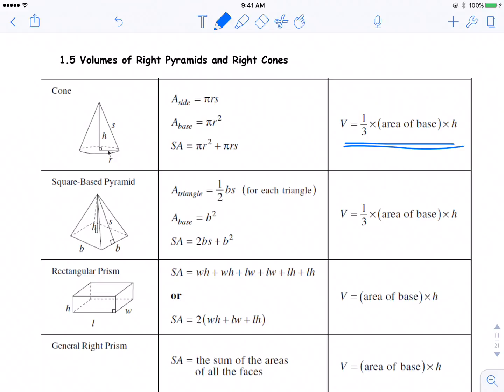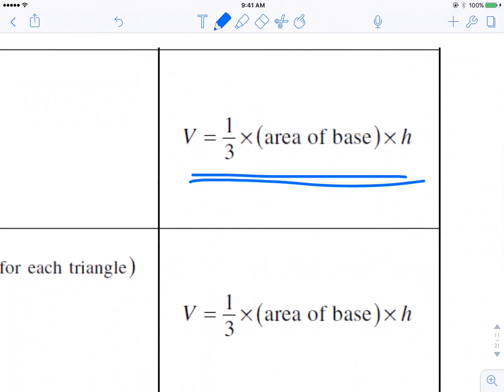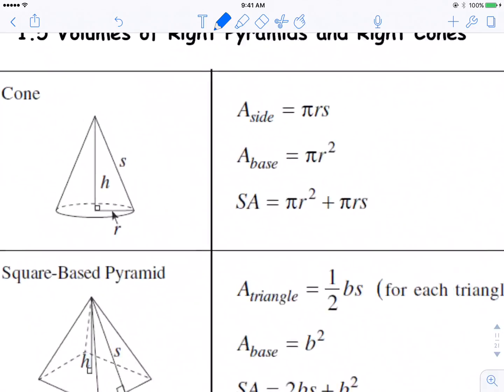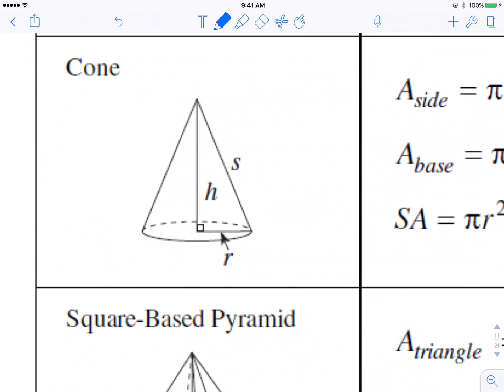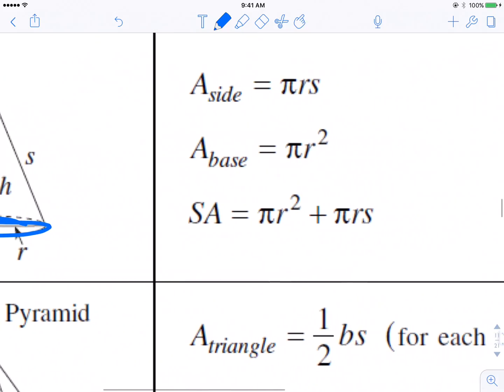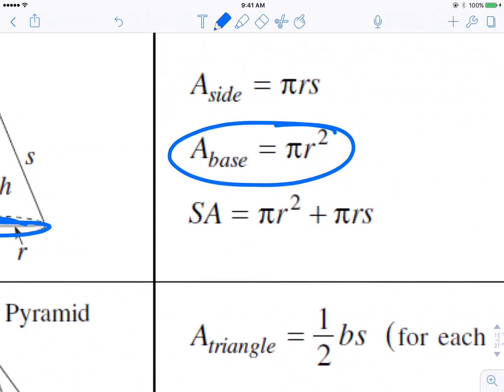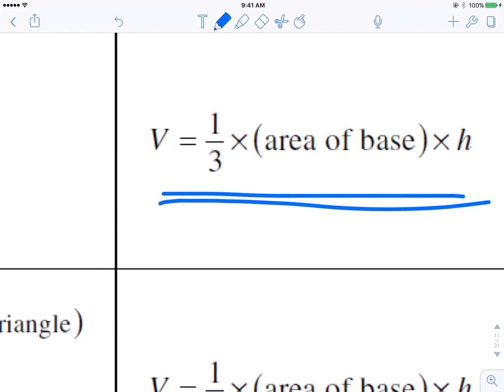And the way it's presented a lot of the time is as the formula: volume is 1/3 times area of the base times the height. Now if you look at this, the base of a cone is the shape of a circle. So really, there's our base formula. I could rearrange this formula to look like this: volume is equal to 1/3 pi r squared, that's the area of the base because it's a circle, times h.